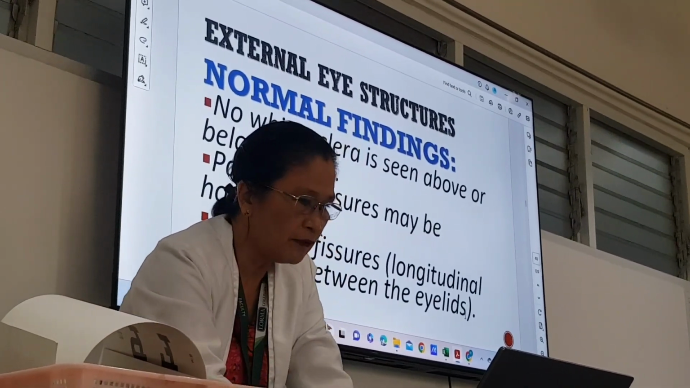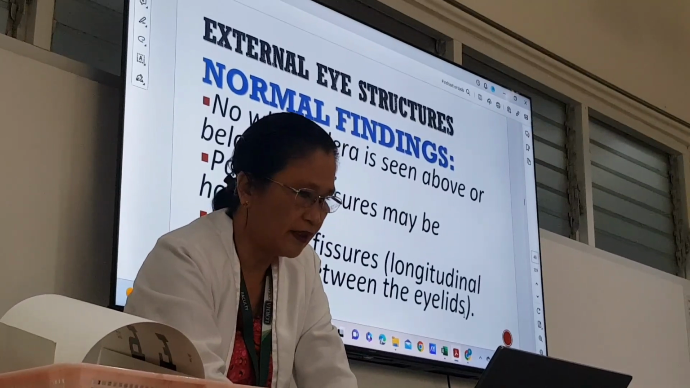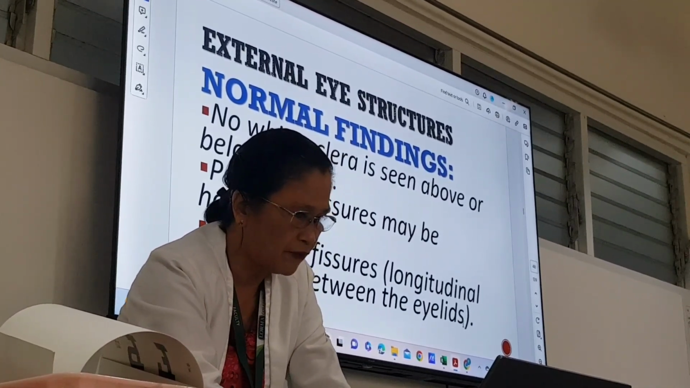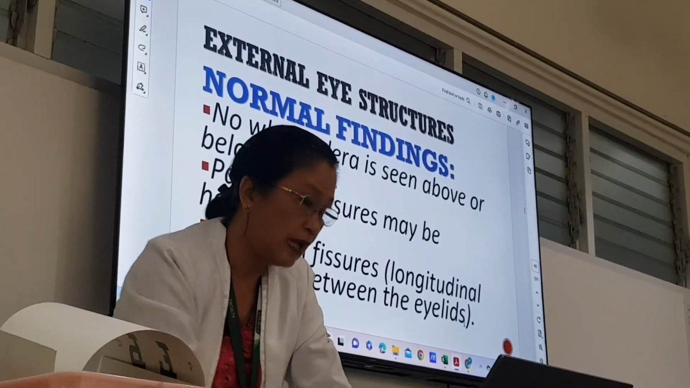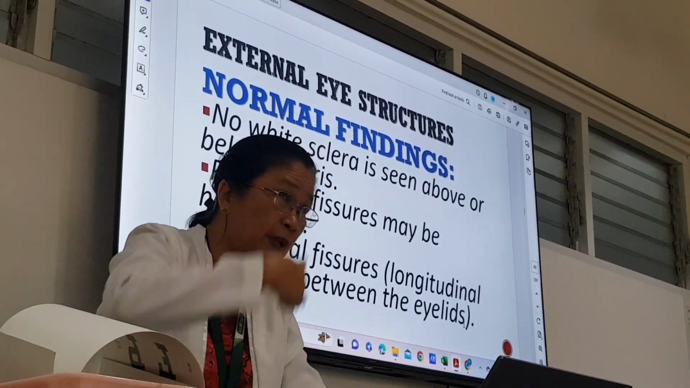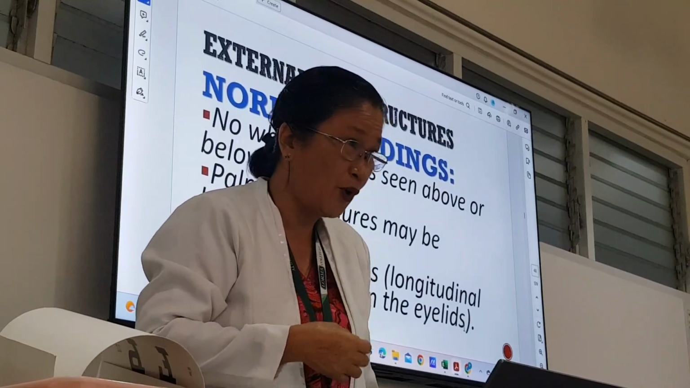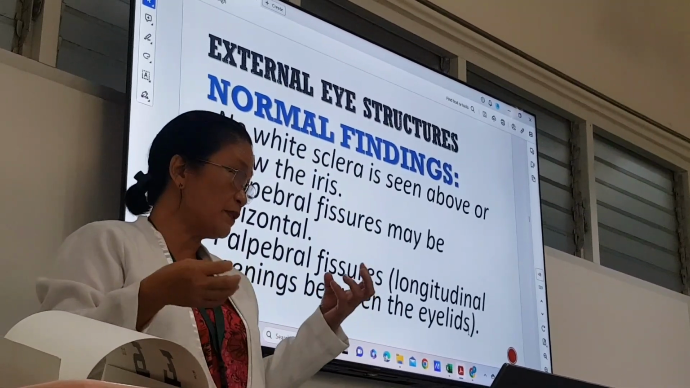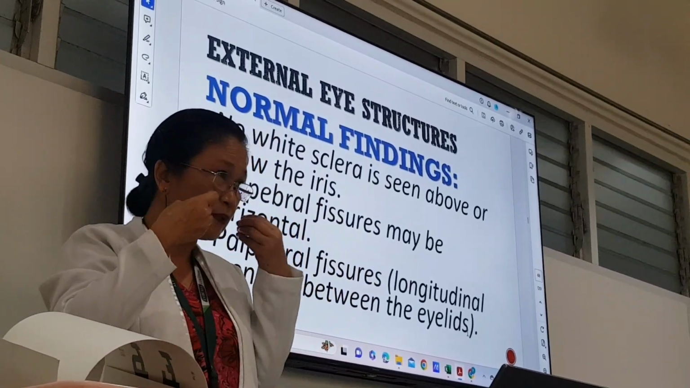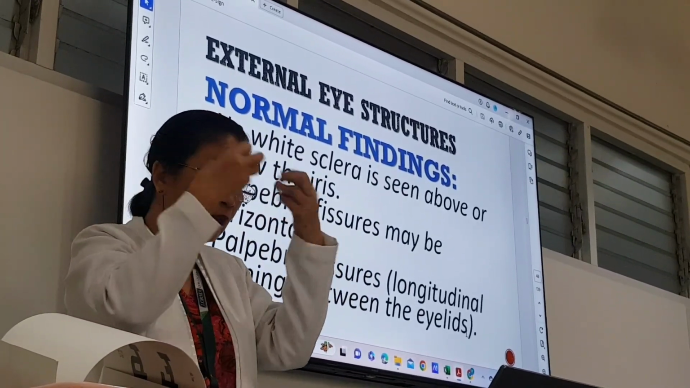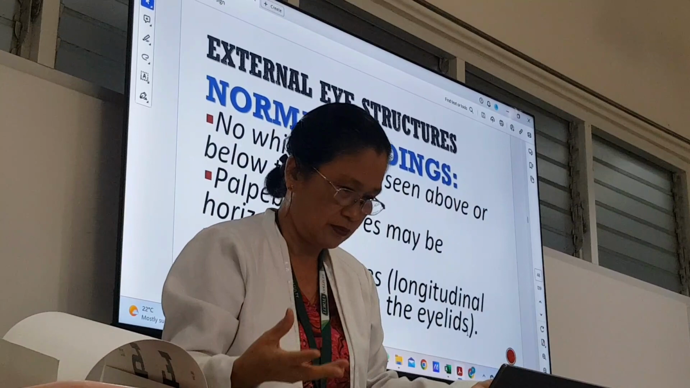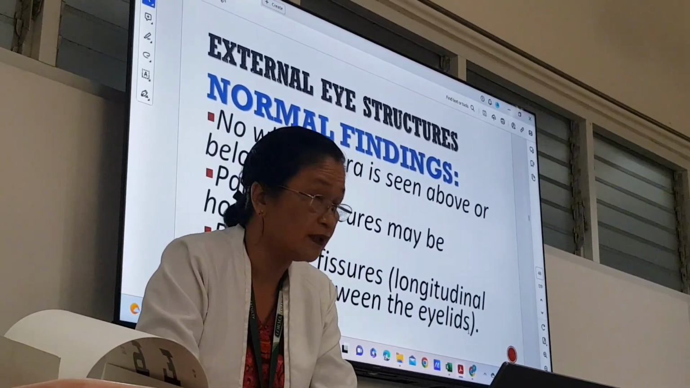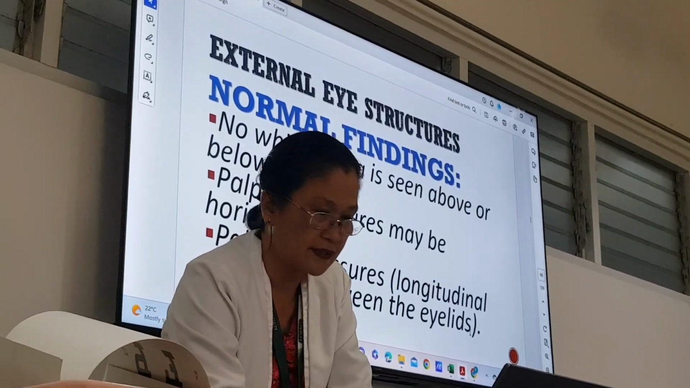Next, normal findings: no white sclera is seen above or below the iris. And then, palpebral fissures may be horizontal. Some eyes have vertical palpebral fissures, like those of animals. So, palpebral fissures are the longitudinal openings between the eyelids.